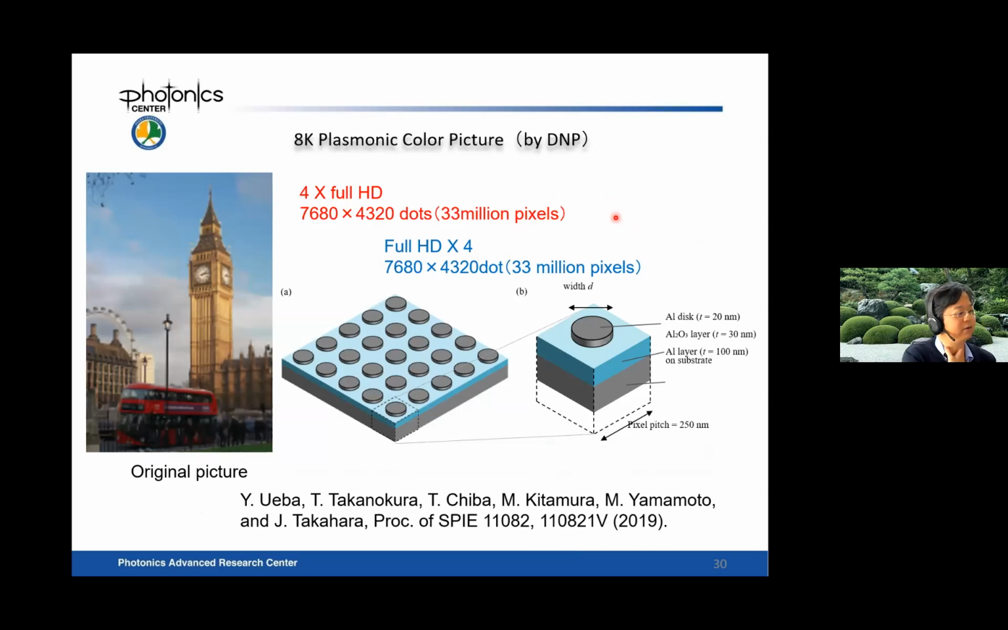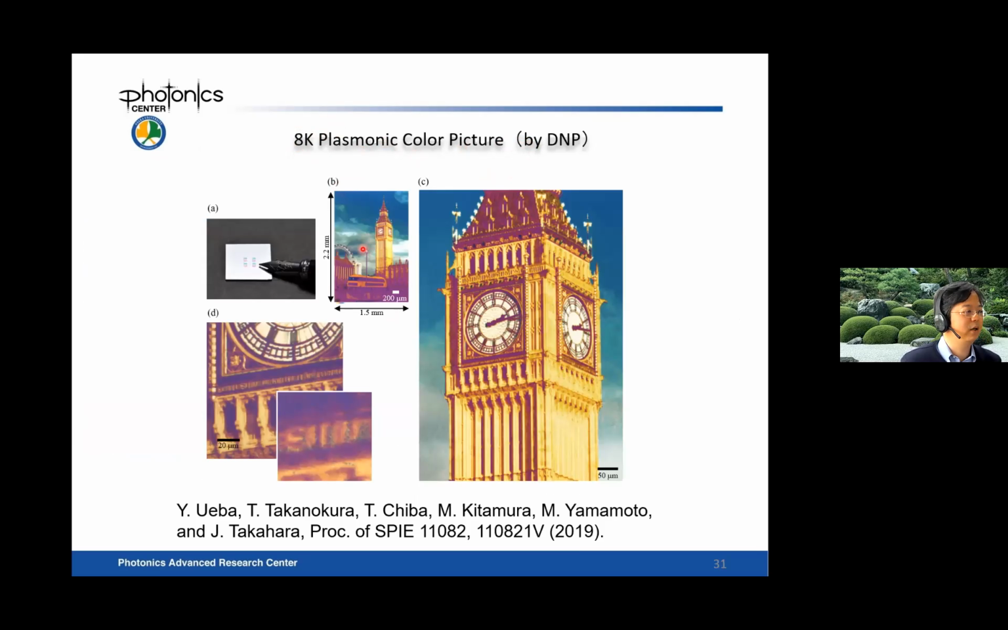This is a result from Dai Nippon Printing company, a very famous Japanese printing company. They realized high-resolution plasmonic color pictures, and this is the original picture. By using this technology, they realized such very high-resolution optical printing in plasmonic colors. And here you can see the image. The image is very small, smaller than a pen tip. The size is only 2 millimeters by 1.5 millimeters. But inside this, you can see a very fine picture. The color is somewhat strange, but anyway, this is a very fine picture. This is the first demonstration of an 8K plasmonic color picture.